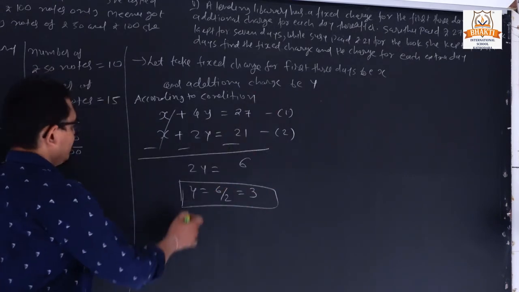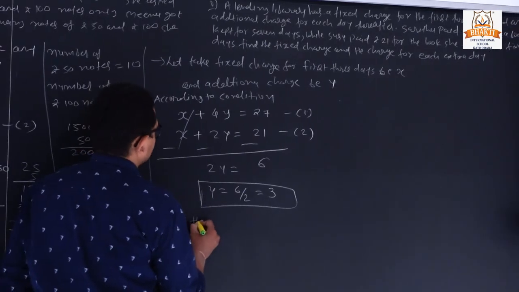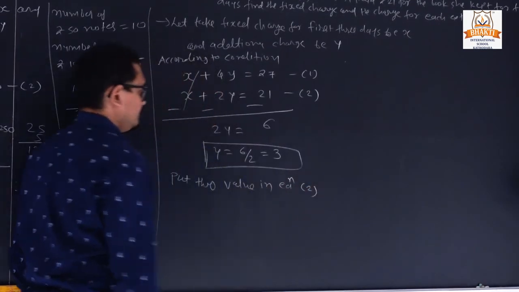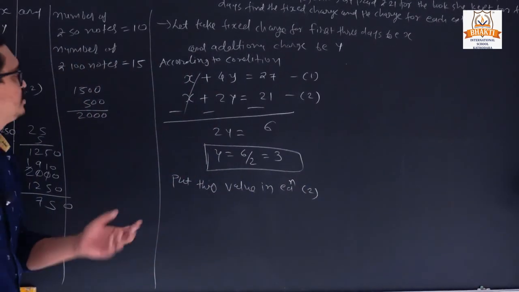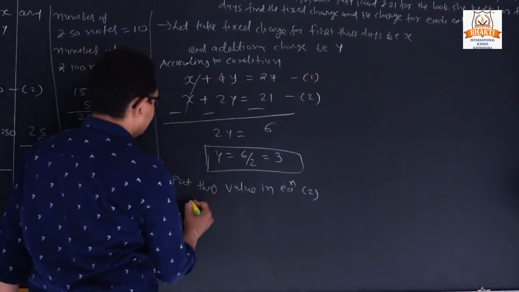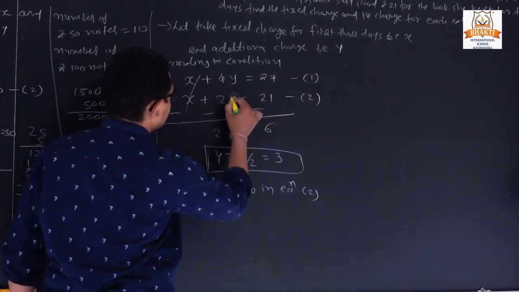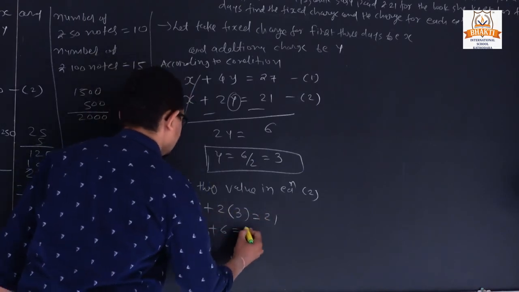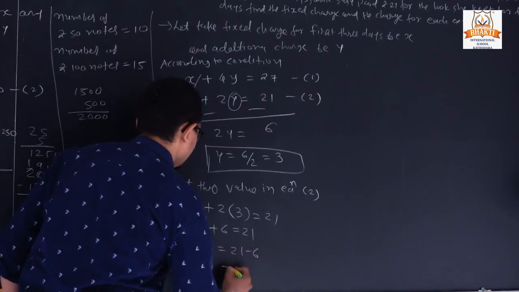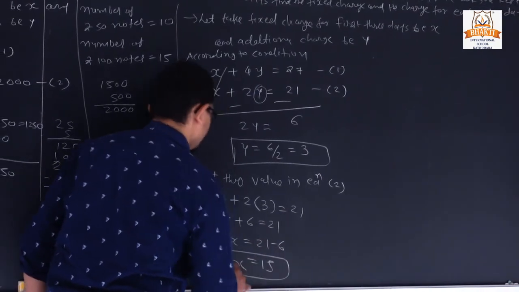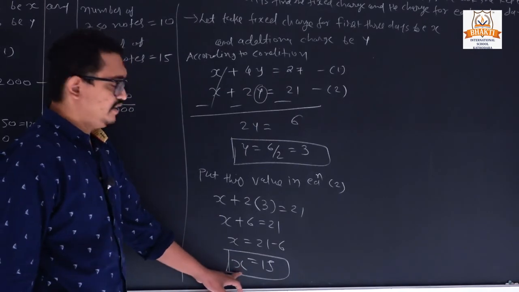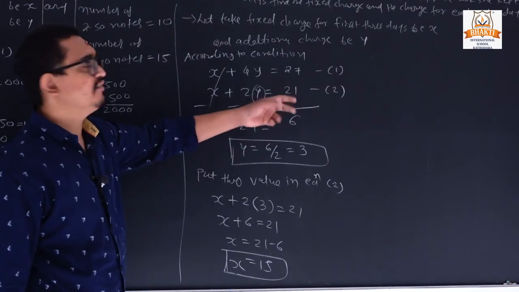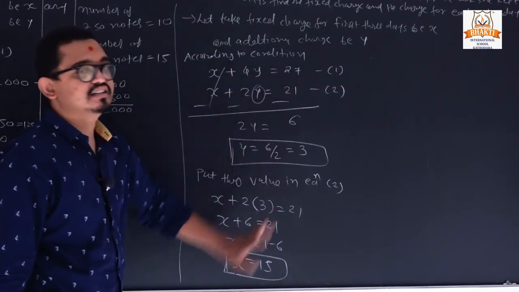Now next, we will put this value in equation number second. We can put it in either equation, 1 or 2. So we put it in the second equation, x plus 2 times the value of y, which is 3. So 3 twos are 6. So x is equal to 27 minus 6, so x is equal to 15. It means the fixed charge for the first 3 days is 15, then after that for each day we need to pay the additional charge, which is 3 rupees. Clear?